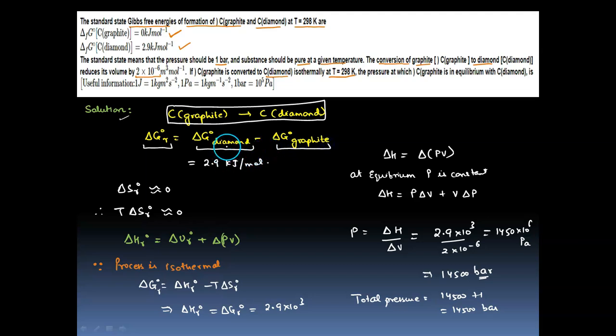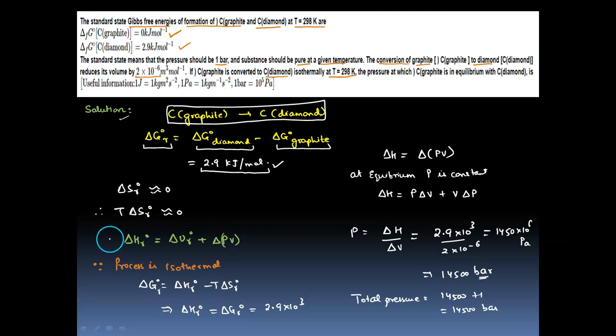Putting the value, diamond is given as 2.9 kilojoules per mole. For graphite it is 0. So for this transition the standard Gibbs free energy during reaction is 2.9 kilojoules per mole. Now we know that there would be a change in entropy also because the packing of graphite and diamond are different. Graphite has a layer structure whereas diamond has a tetrahedral structure.